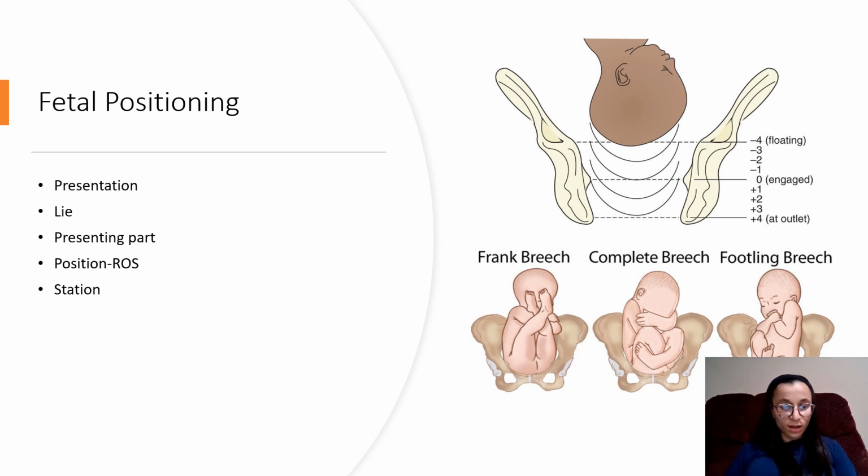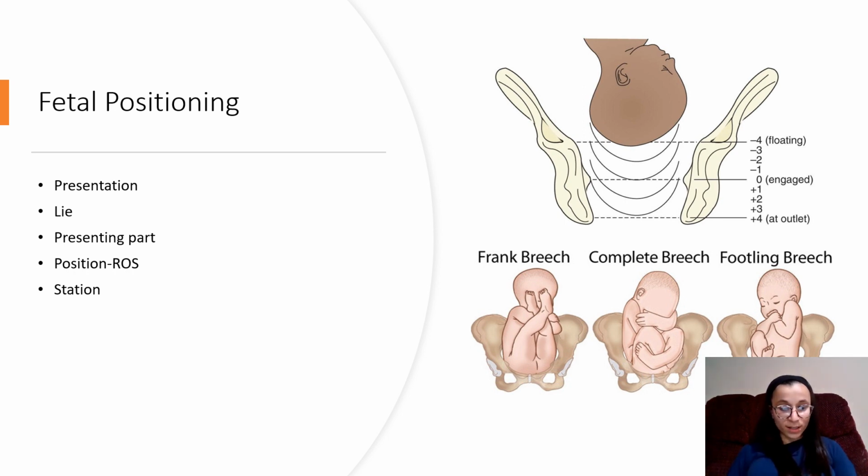Another fetal position term is lie. So lie is how your fetus's spine is lying in relation to the mom. So here's the mom. How is the fetus's spine? Is it the same way as the mom? Is it transverse, which is horizontal, or longitudinal, which is vertical?